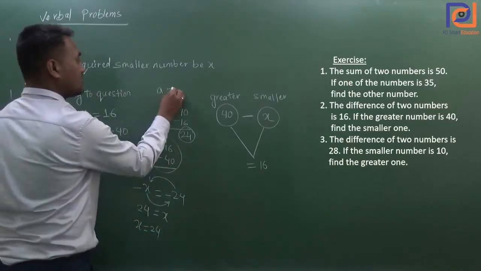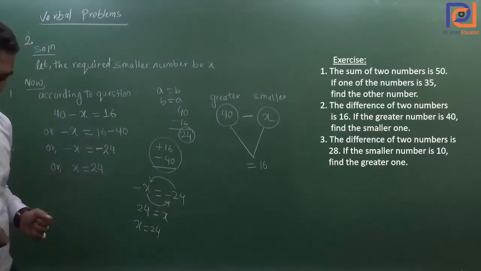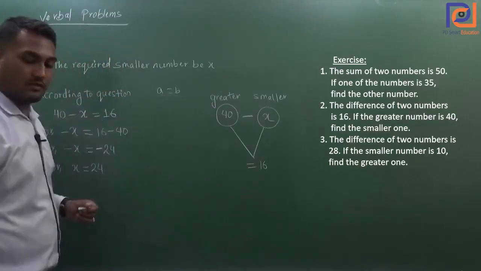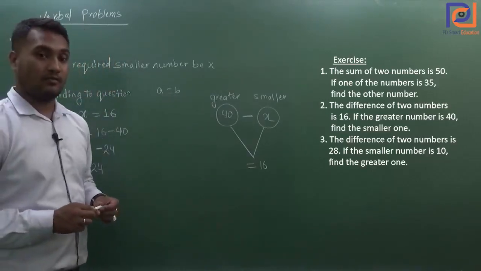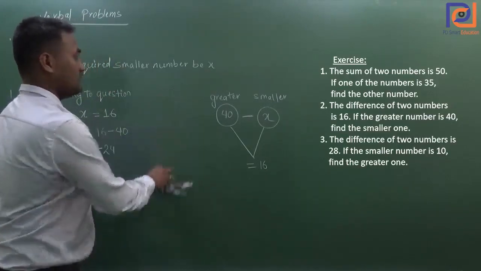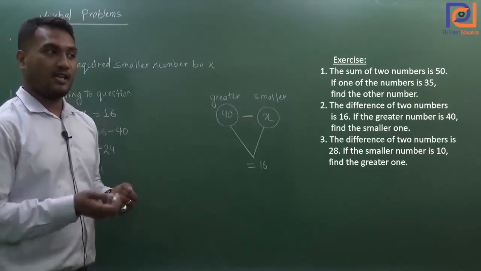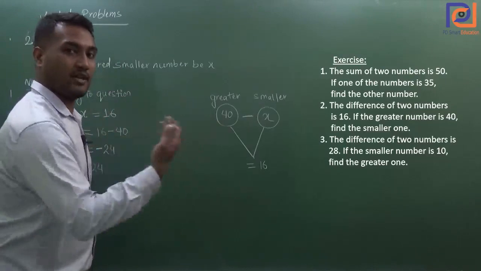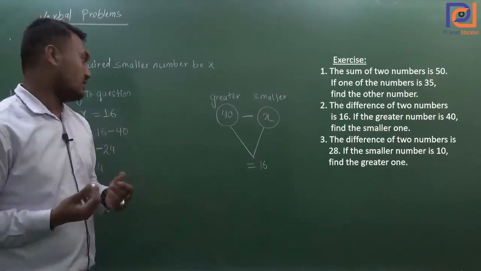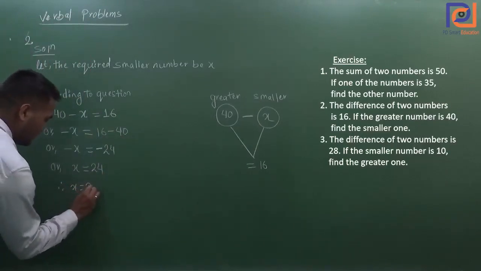Writing like this, a is equal to b, b is equal to a. It's similar. If I give you another example, a is equal to b or b is equal to a. If you compare with your friend, you can say he is my friend or I am his friend. Similar. So no changes. So therefore x is equal to 24.